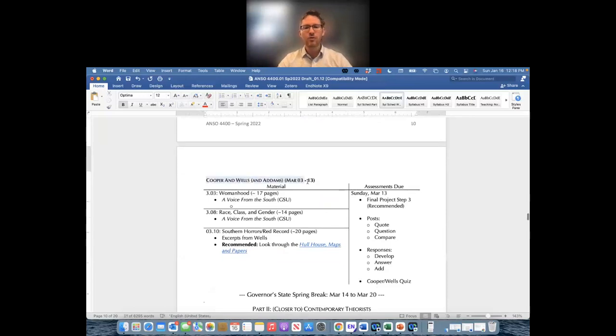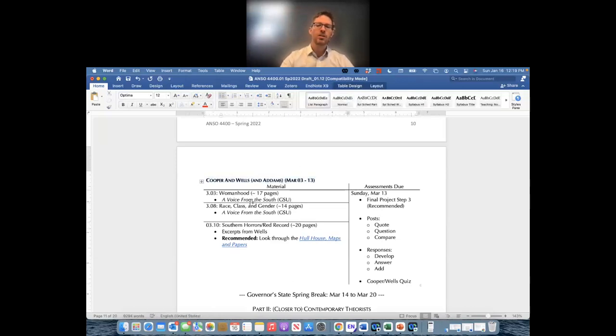Then section 5, we will be looking at 3 important social thinkers from this same time period in the US, Cooper, Wells, and Adams. So Anna Julia Cooper was the 4th African-American woman to receive a PhD. She wrote a very well received book called A Voice from the South, in which we will look at a couple of her chapters on the intersection of gender, religion, race, politics, and class.